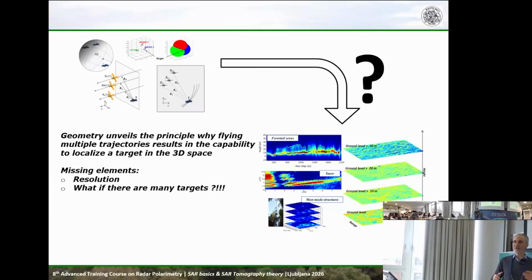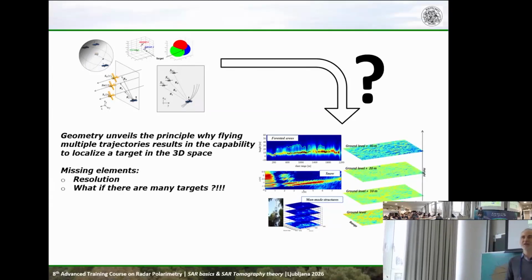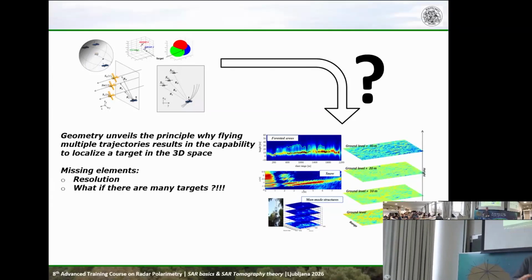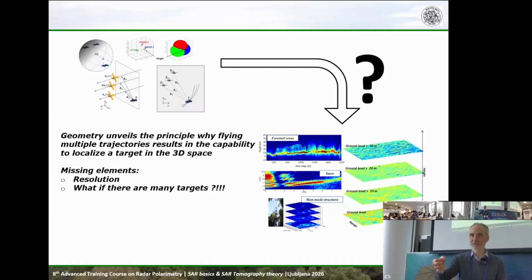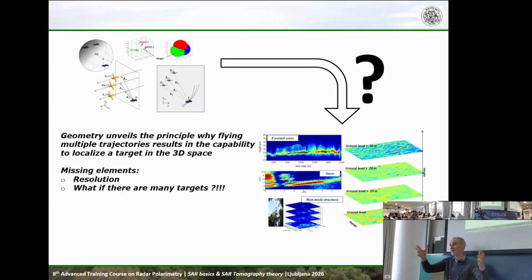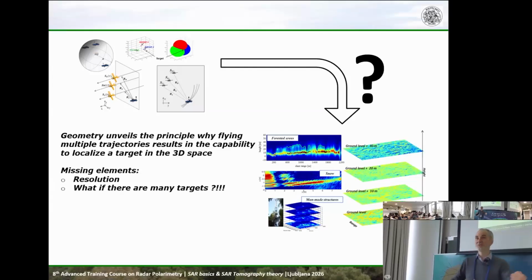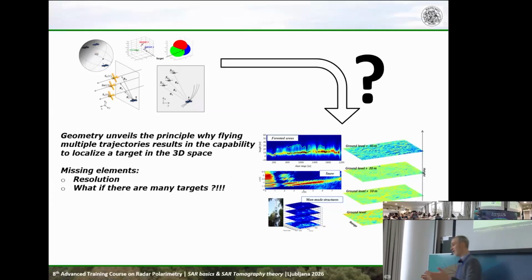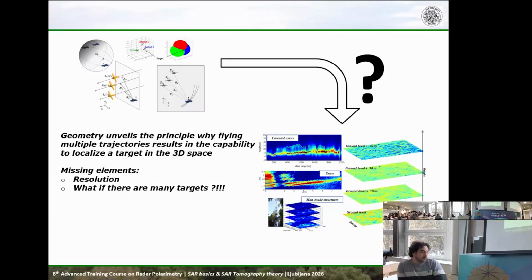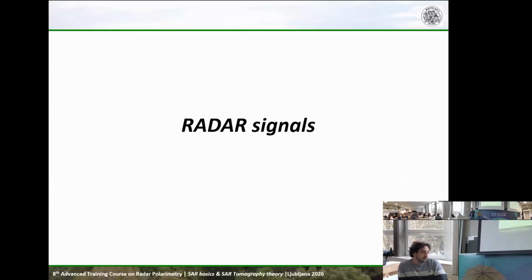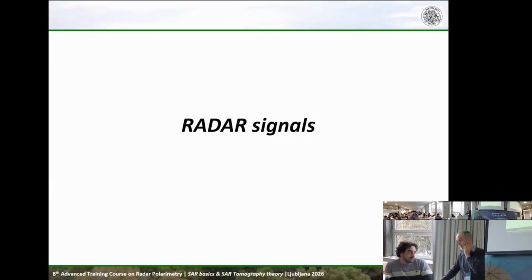For now, geometry makes you believe that you can localize a point exactly. And this is not true. You have a resolution. And then the other point is, what if there are many targets? Because for now we are just reasoning with a single target, but the truth is that we don't want to localize a target. We want to form an image. So how is that? And for this I need to introduce you to some radar signals.